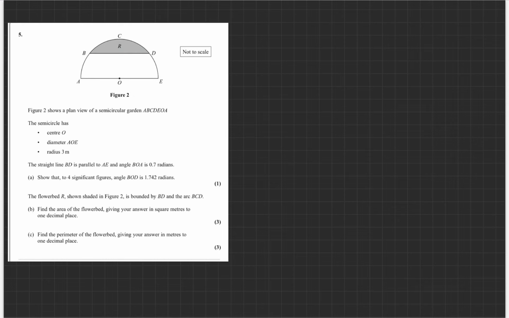So let's draw this to make sure that we've understood this. So this is 0.7 radians. Okay, my drawing is not the smoothest, but I hope you can bear with me. Now part A says: show that, to four significant figures, angle BOD is 1.742. I'm going to draw a replica of this semicircle.